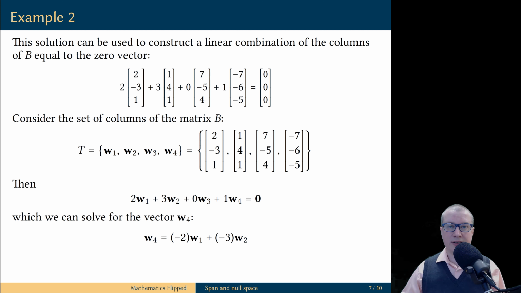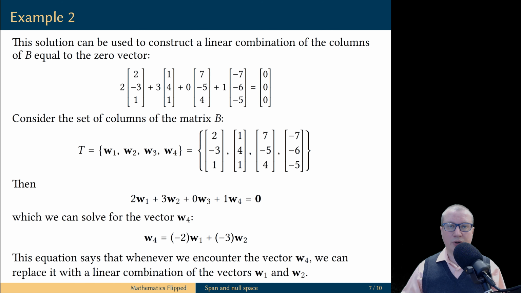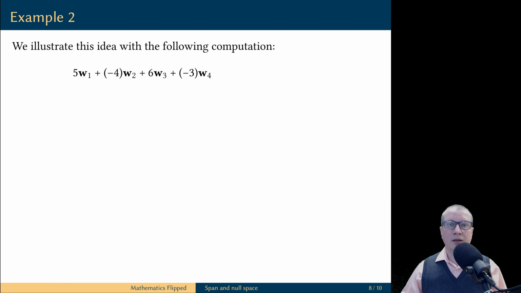What we are going to do next is we are going to take this vector equation and solve it for the vector W4. Let's pause for a second and realize what this means. This equation tells us that the vector W4 is a linear combination of the vectors W1 and W2. Therefore, whenever we encounter the vector W4, it can be replaced with a linear combination of the vectors W1 and W2. Here is a visual illustration of this idea.